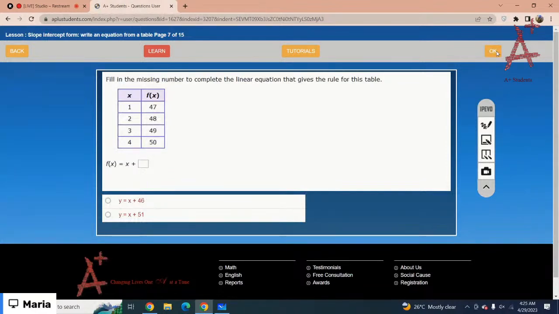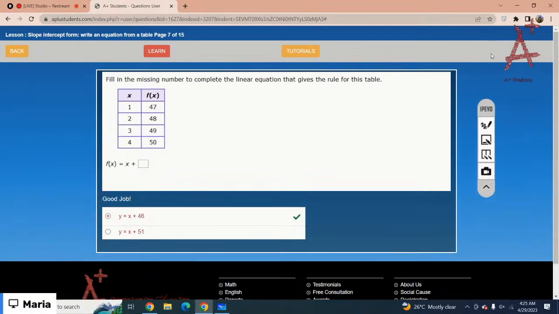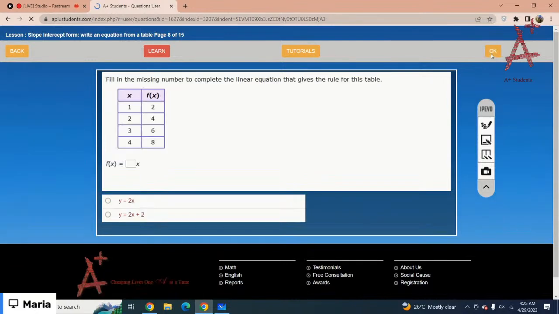Okay, fill in the missing number, which is the correct option. So the correct option is option number 1, y equals x plus 46. Okay, you can complete the test by yourself later today. Let me just move on to the next lesson.